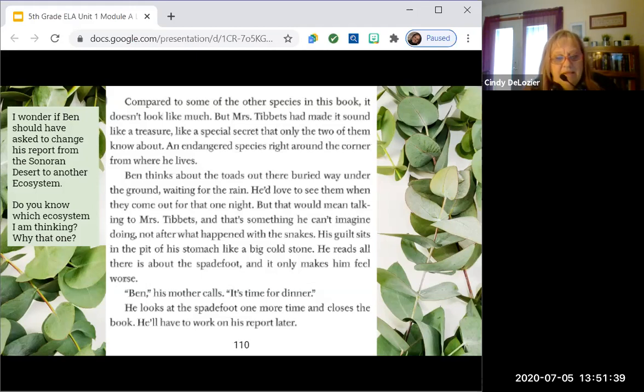I've been thinking, Ben is supposed to be studying and finishing his project. Instead, he keeps studying the books on amphibians. I wonder if Ben should have asked to change his report from the Sonoran Desert to another ecosystem. Do you know which one I'm thinking of? Why?